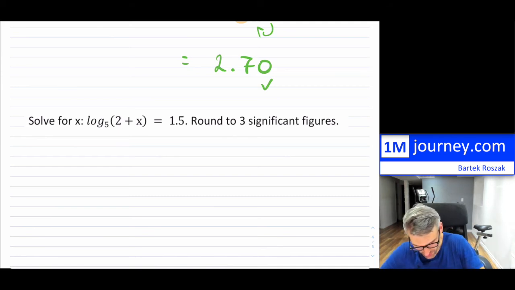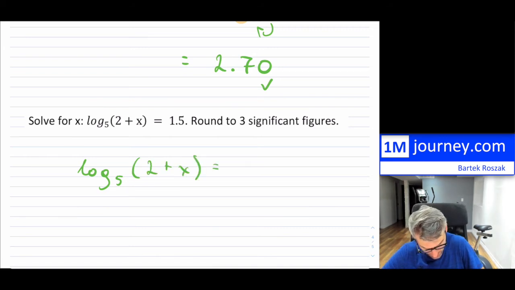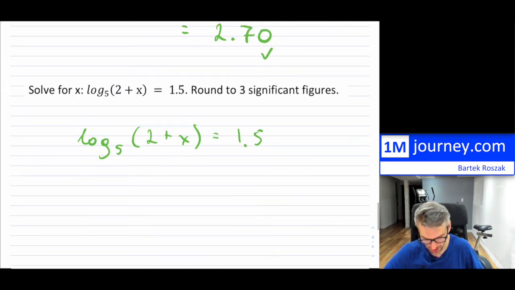So let's solve this one. Okay, so this one looks a little bit more challenging. So log base 5 of (2 + x) equals 1.5. Okay, all right, so this one is pretty neat.